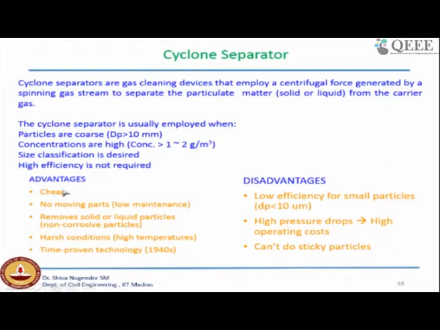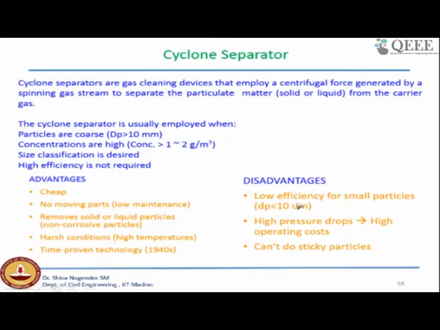Cyclone separators, as I mentioned to you, can be used as a pre-cleaning system before your electrostatic precipitator or baghouse. The advantage is that it is cheap, and there is no moving part. You are only connecting the flow into the cyclone separator, and it removes the solid or liquid particles. It can work even at higher temperature. This is a widely used technology since 1940. It is a time-proven technology.